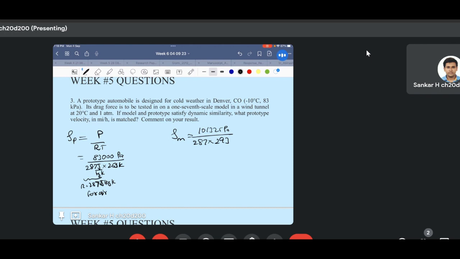We also have the viscosity of air at minus 10 degrees Celsius to be equal to 1.7 into 10 raised to minus 5, and the viscosity of air at 20 degrees Celsius to be equal to 1.8 into 10 raised to minus 5. From here, we just need to equate the Reynolds number of the model to the Reynolds number of the prototype. Rest everything is very easy. We'll get the velocity as 22.8 miles per hour.